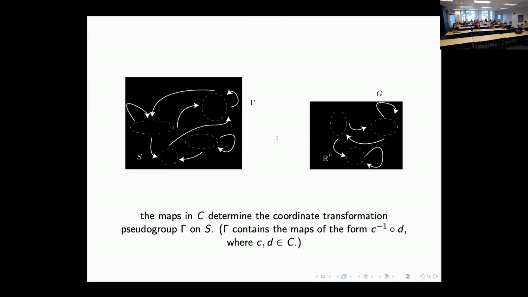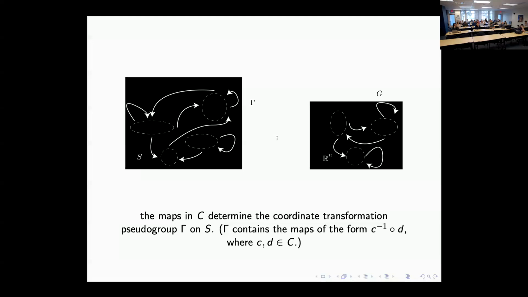Okay, so first, one notices that the maps in our collection C of privileged coordinates suffice to determine what we will call the coordinate transformation pseudogroup on S. Okay, so the maps in C are allowing us to drag back the pseudogroup G onto X, onto the manifold that we built on the left-hand side of the screen.